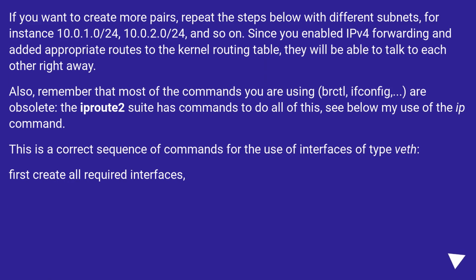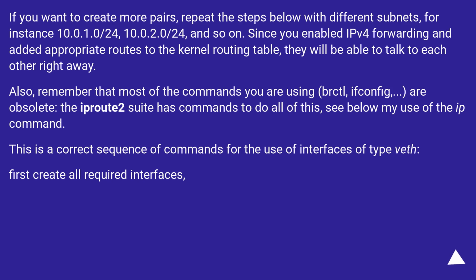If you want to create more pairs, repeat the steps below with different subnets, for instance 10.0.1.0/24, 10.0.2.0/24, and so on. Since you enabled IPv4 forwarding and added appropriate routes to the kernel routing table, they will be able to talk to each other right away.